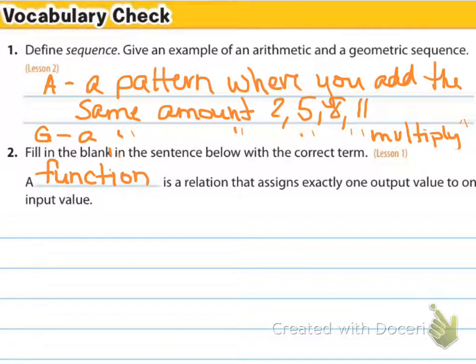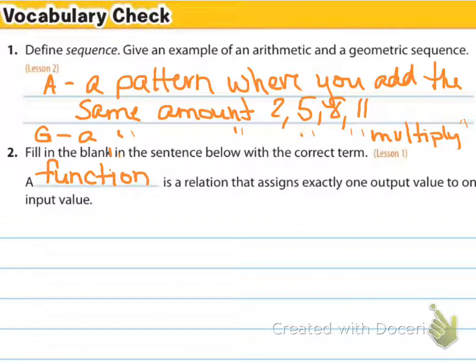So for the first question, number 1, it's a vocabulary check. It asks us to define sequence, and I like to always say that sequence is a pattern. It says give an example of an arithmetic and geometric sequence. So arithmetic would be where we're adding the same amount to the previous numbers, and then geometric is where we're multiplying. And so an example for the arithmetic is that we would be adding 3, each number individually will be added to 3. So we've got 2, then 5, then 8, then 11.